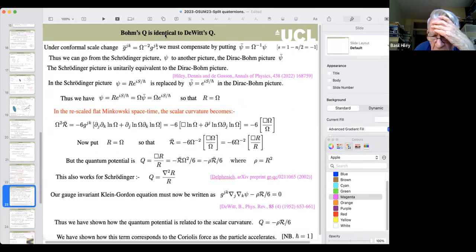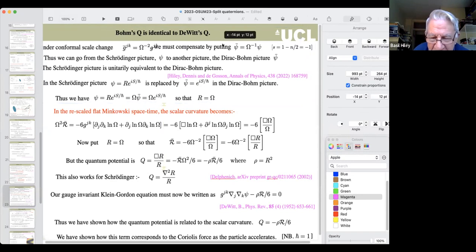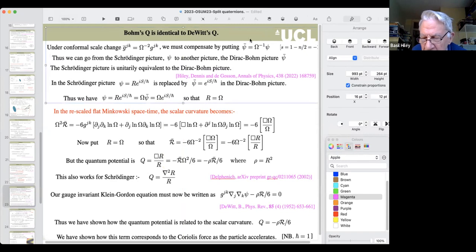Okay, now then, what's it got to do with us? Is the Bohm's Q identical to the DeWitt's Q? Interesting question. Under the conformal scale transformation, we had in that previous slide, which has been badly presented, I'm sorry, the omega minus 1. When you put this in, I'm sorry, I did the calculation wrong. It's minus 1, not 1. I think I said 1. I'm sorry. I can get my head around all this difficult stuff, but I can't do simple arithmetic. So we've got omega minus 1.